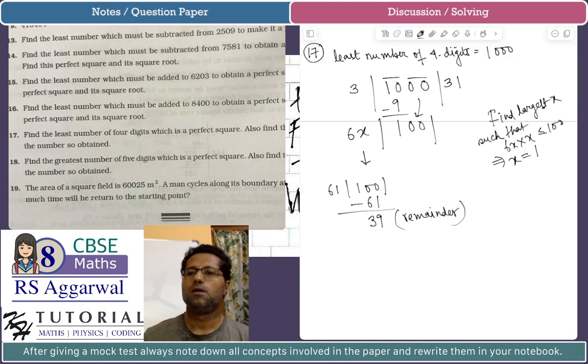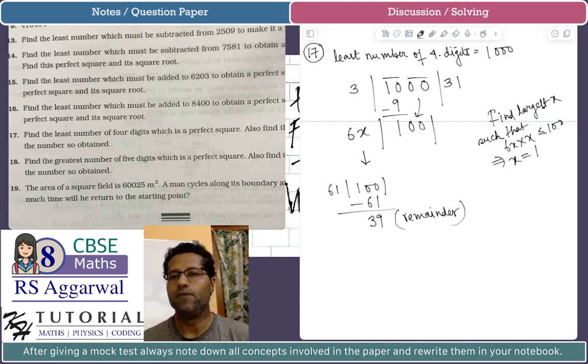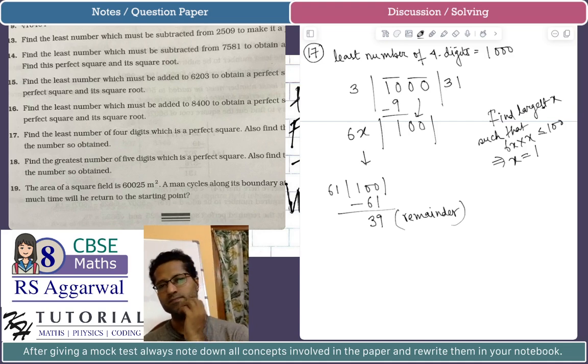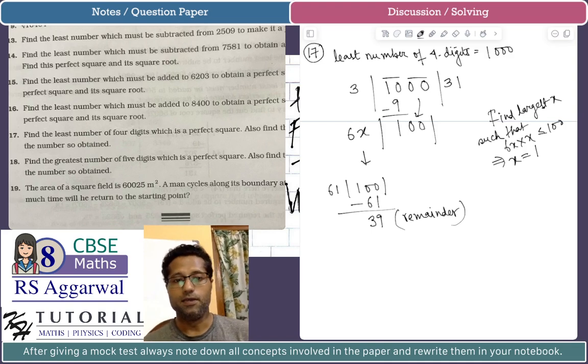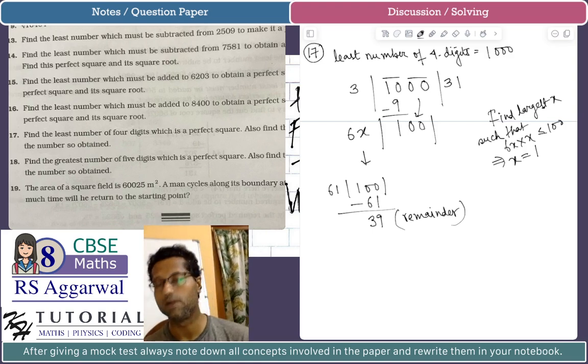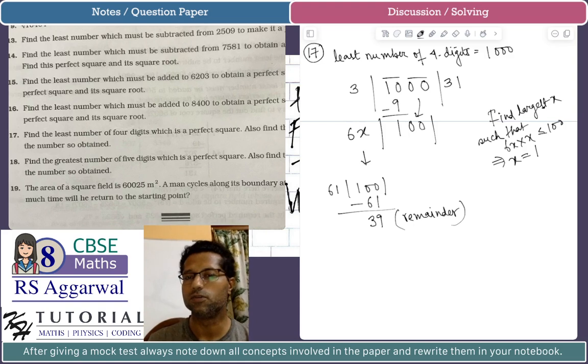The question is asking to find the least four-digit number which is a perfect square, and we know that the least four-digit number is 1000. Now, if we subtract anything from 1000, it will become a three-digit number. So we cannot subtract anything from 1000.